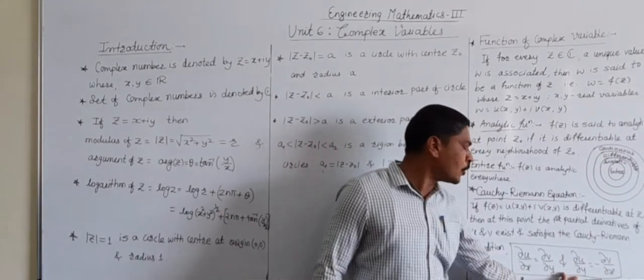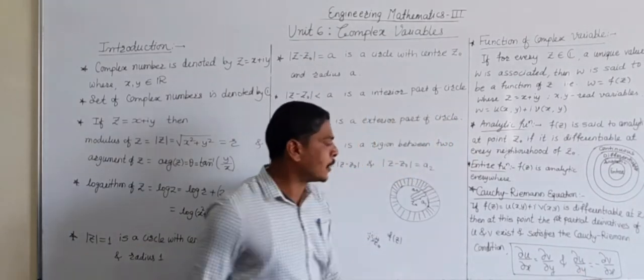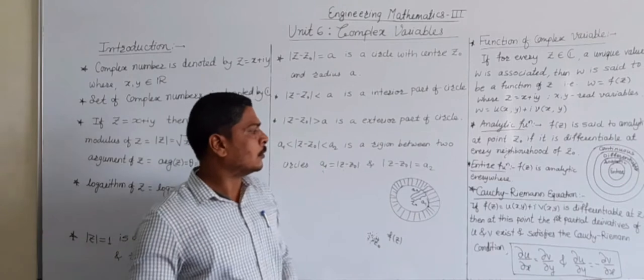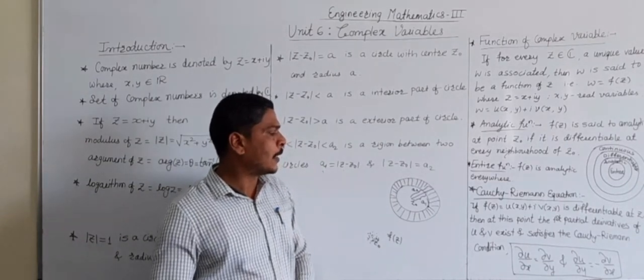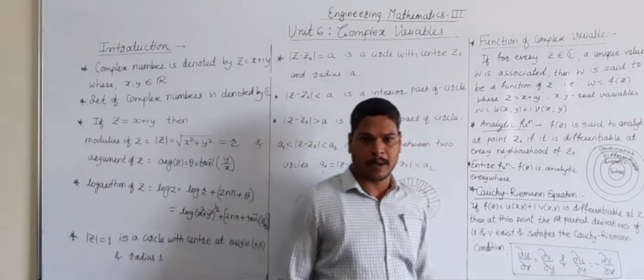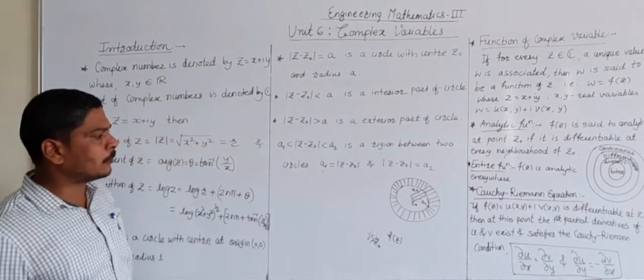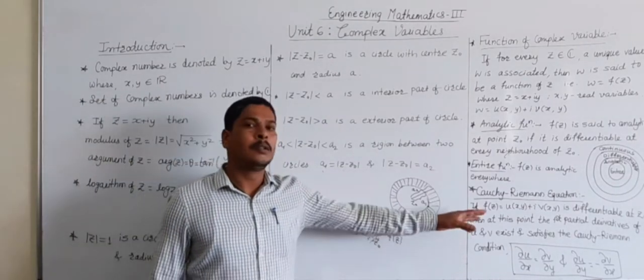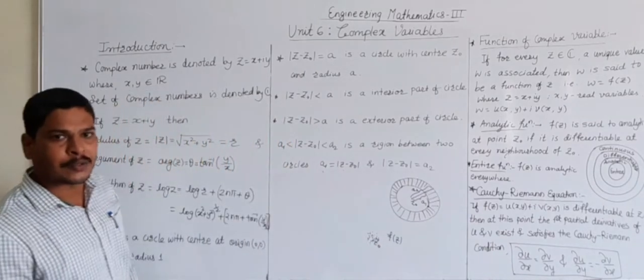So this is our Cauchy-Riemann equation, and if this condition is satisfied by our function, then we say that our function is analytic. Or if a function is analytic, then this function will satisfy the Cauchy-Riemann condition. Okay. Afterward we will try to solve some examples using Cauchy-Riemann equations.